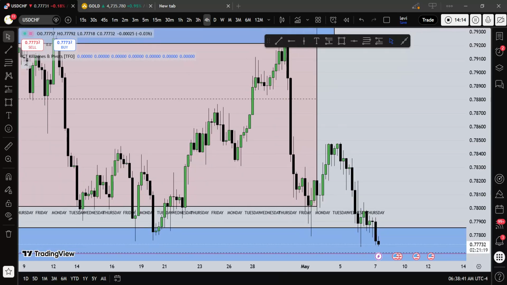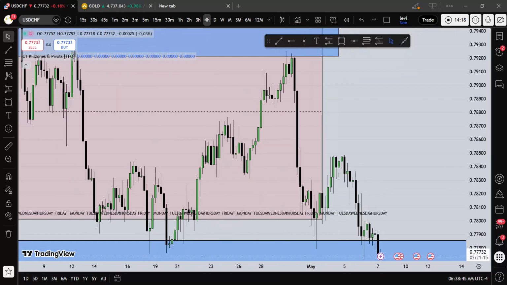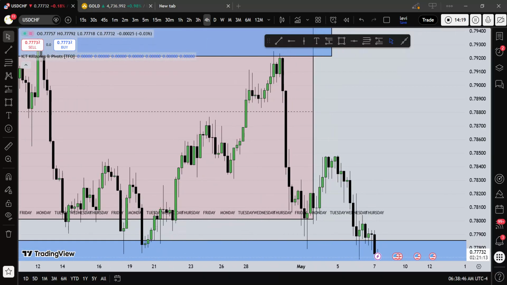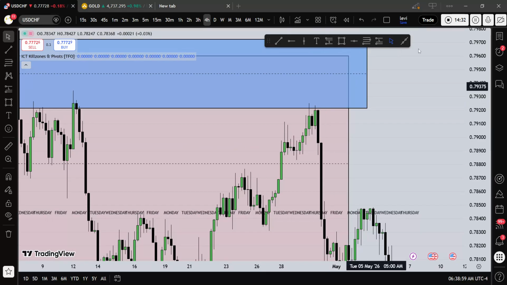On the 4 hour, here is that run. It comes and touches here. You see the reaction here. It comes, touches it, it goes up, comes down, touches it again, then it goes right up.